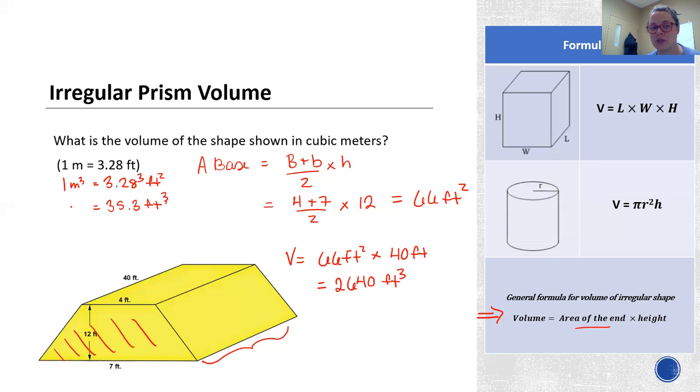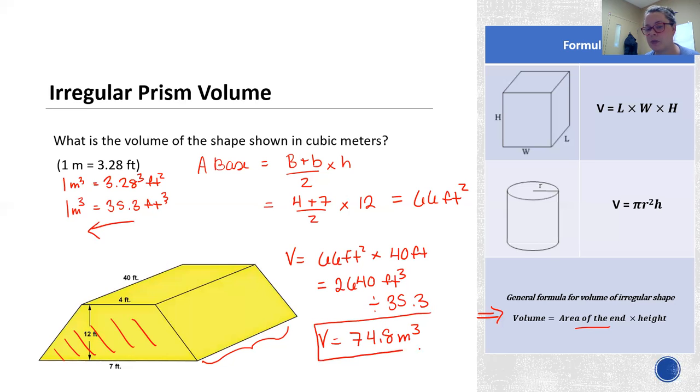Okay, so we're going from feet to meters. So again, we're going to divide by our conversion factor, which is 35.3, and we get our volume is equal to 74.8 meters cubed.